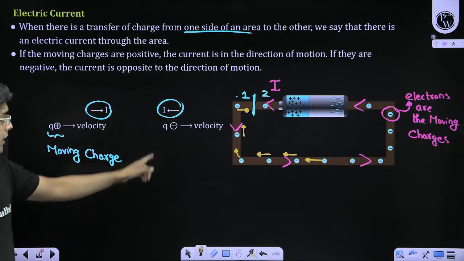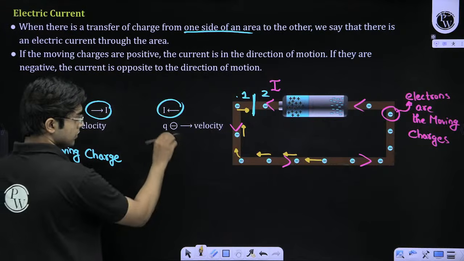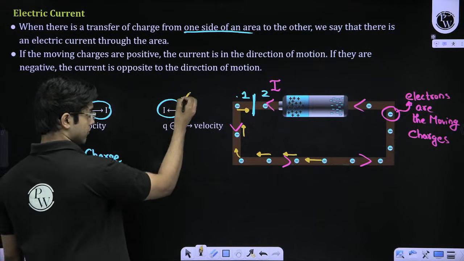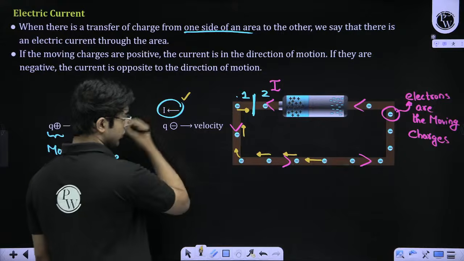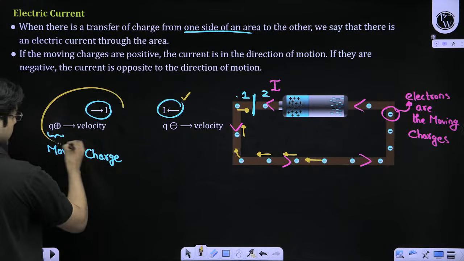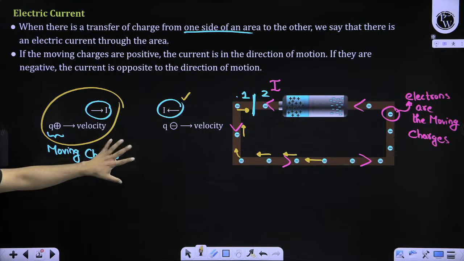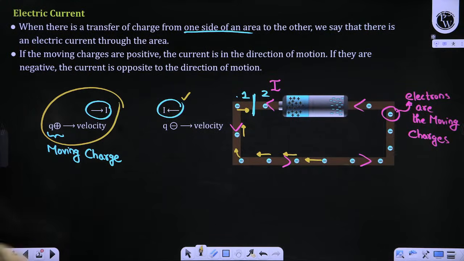So if we have a negative particle, and the direction of motion is to the right, current is taken to the left, basically opposite to the direction of motion of the charge. And if it is a positive charge carrier, then current is in the direction of velocity. So that's the first thing about electric current, and this is the convention. This is how it is defined.